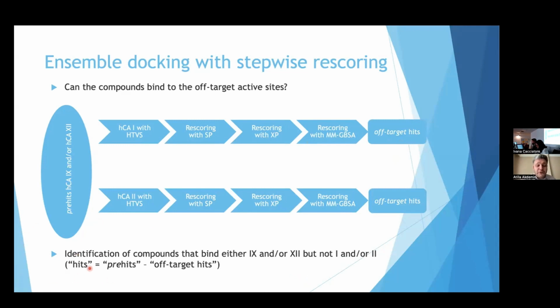So basically the compounds that we select for molecular dynamic simulations should be the pre-hits that are expected to bind to either 9 and/or 12, minus the off-target hits. So the compounds that are also expected to bind to either 1 or 2 are subtracted from this, and this gives our hits. The hit collection are the compounds that are expected to bind to 9 and/or 12, and at the same time not to 1 and/or 2. Yeah, so this is our definition of hits, and this is the procedure that we have performed, or I should say my PhD students.